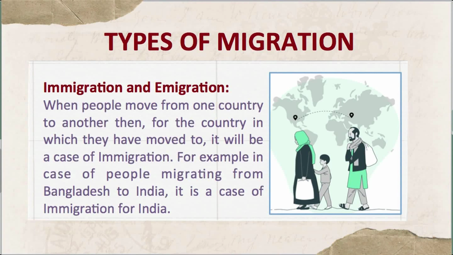For example, in the case of people migrating from Bangladesh to India, it is a case of immigration for India. The people are known as immigrants in India. But the same will be a case of emigration for Bangladesh, because the people from Bangladesh have left their own country and have come to India. In Bangladesh, they will be known as emigrants. Thus, people leaving their own country are known as emigrants in their country, and they are known as immigrants in the country to which they have migrated.